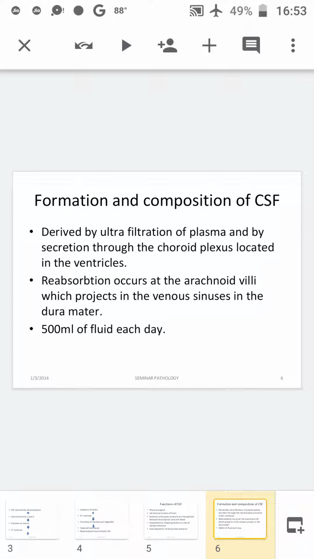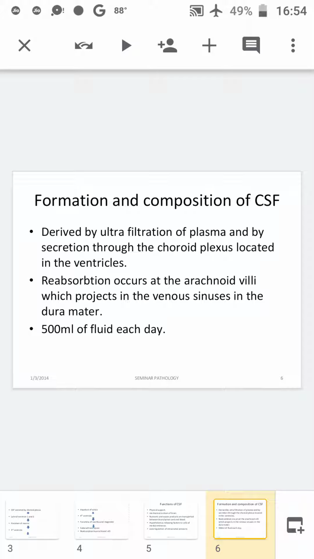Formation and composition of the CSF. CSF is nothing but an ultrafiltration of the plasma. It is secreted in the choroid plexus, and then through the foramen and ventricles it reaches the subarachnoid space. The CSF is reabsorbed by the arachnoid villi. 500 ml of fluid is secreted each day.